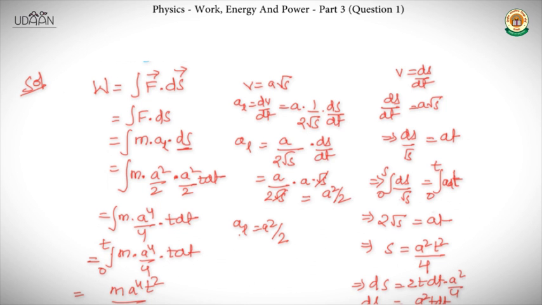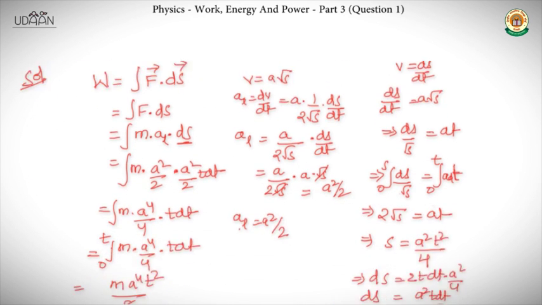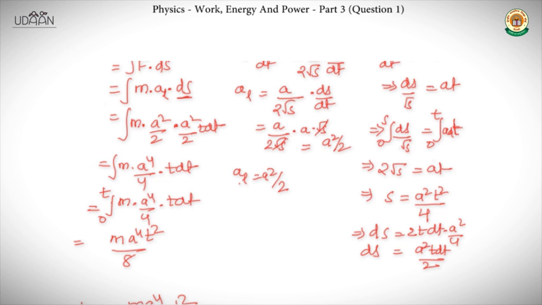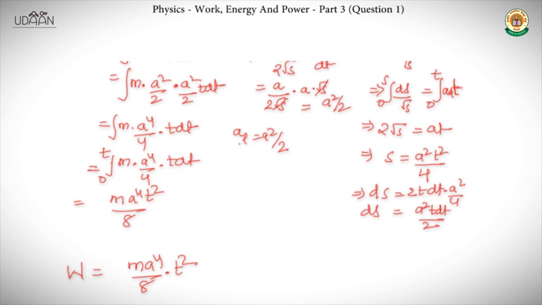And one very important thing to note is that the question clearly states: what is the work done during the first t seconds. So you have to try to get everything in terms of the parameter time. That is what has been done in the question, and you got the work as a function of time. Okay, let's move on to the next question.